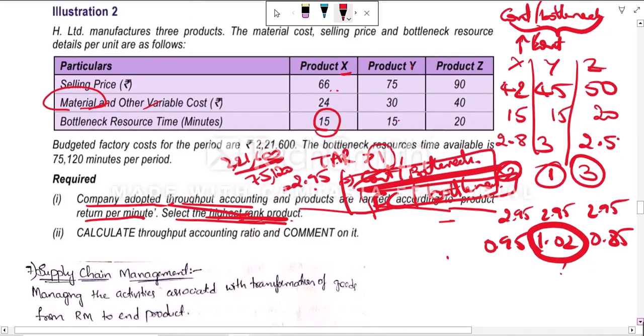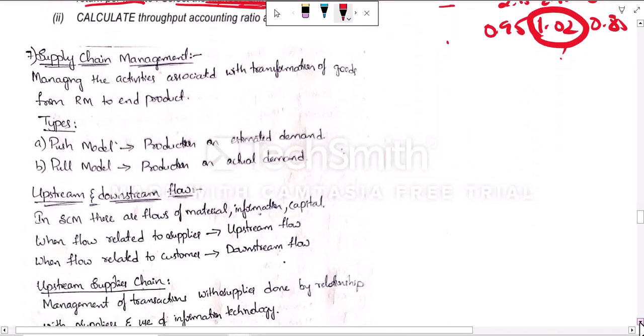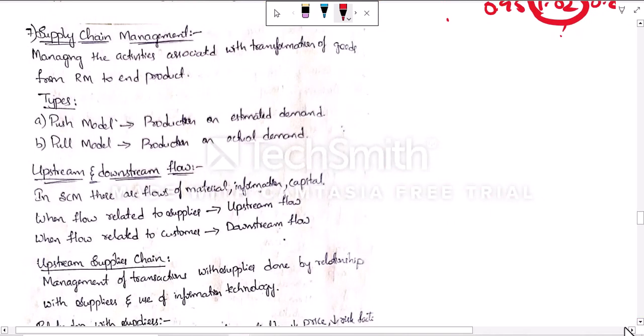Okay, next. Supply chain management. Previously we have studied value chain analysis. What is value chain analysis? We analyze all the activities, bifurcate them into primary and secondary, and find which are value added and which are non-value added. We focus on value added and eliminate the non-value added activities. It is the value chain from raw material to finished good. But supply chain management is managing all the activities from transformation to end product. It is managing the activities.